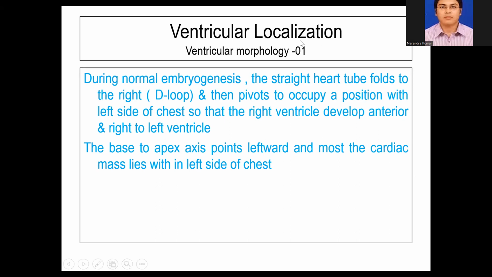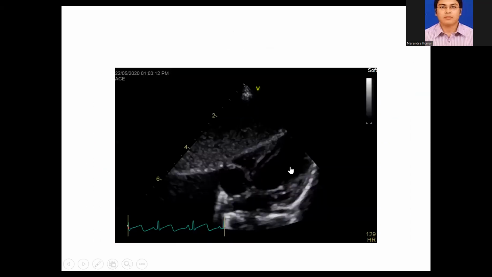When normal embryogenesis happens, the heart tube folds to the right, that's D loop, and pivots to occupy this position in the left side of the chest. So the RV develops anterior to and to the right of the left ventricle. This is known as D loop. When the same thing rotates not to the right but to the left, what exactly will happen in that scenario? If it rotates to the left and occupies the left side of the chest, the LV and LA will be anterior to the RV and RA.